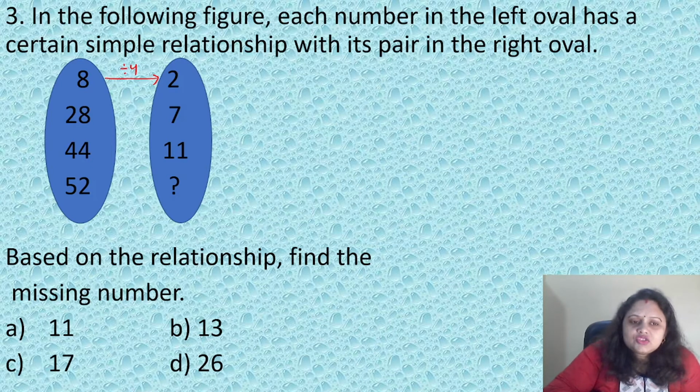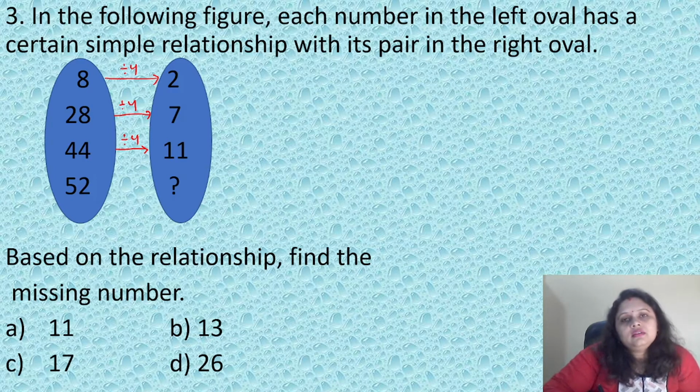In the next line, it is 28, 7. How can we get 7 from 28? It is easy. If we divide by 4, then we can get it. Next is 44, 11. Here also we have to do the same thing. If we divide 44 by 4, then we will get 11. Now, on one side 52 is given and on the other side a question mark is given, meaning here is the missing number. We have to find the correct number.